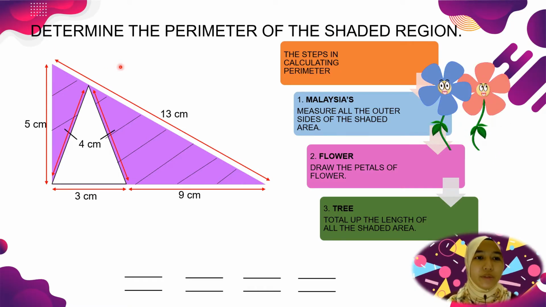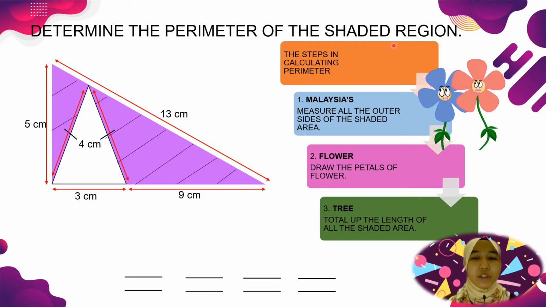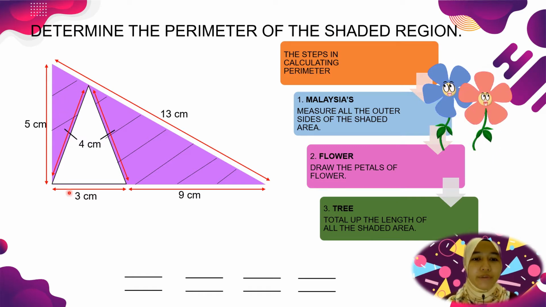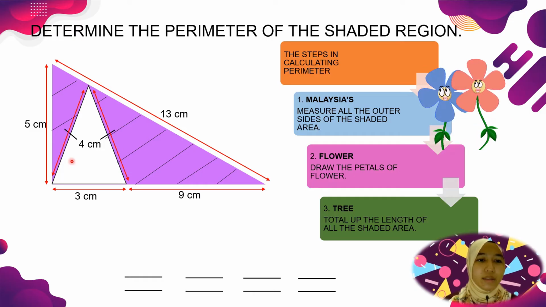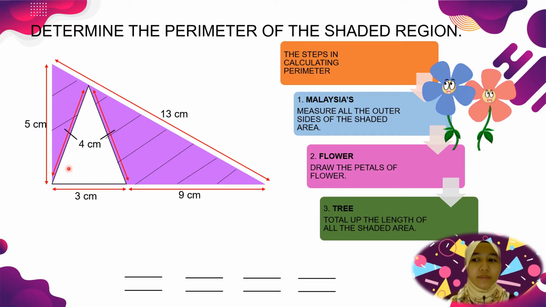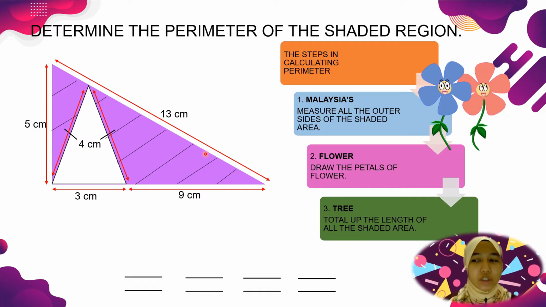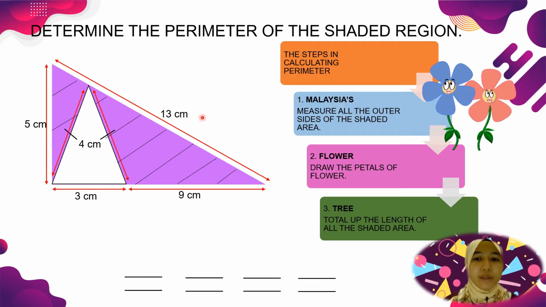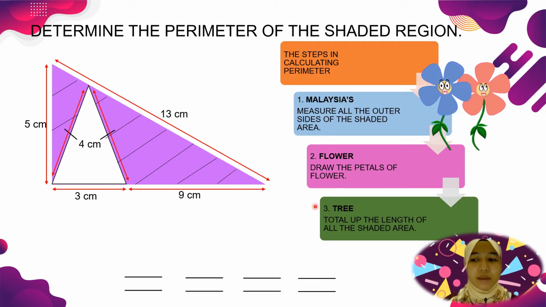Alright. For this question, we are required to determine the perimeter of the shaded region. Here we have a right-angled triangle and an isosceles triangle. The shaded region here is the area that is shaded with purple color. Okay, we will still follow the Malaysia flower tree method.